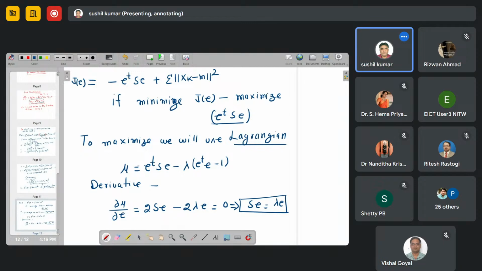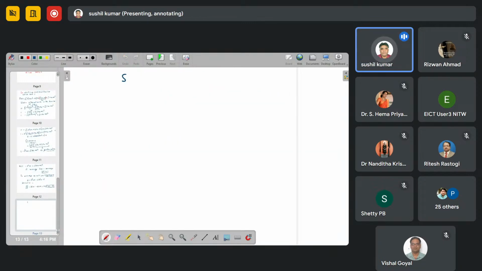I will write on the next page. Here I got SE equal to lambda E. This is the eigenvalue expression, and here E is the eigenvector of S, and lambda is the eigenvalue.